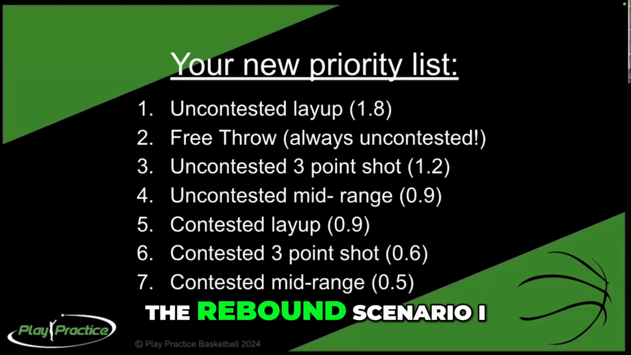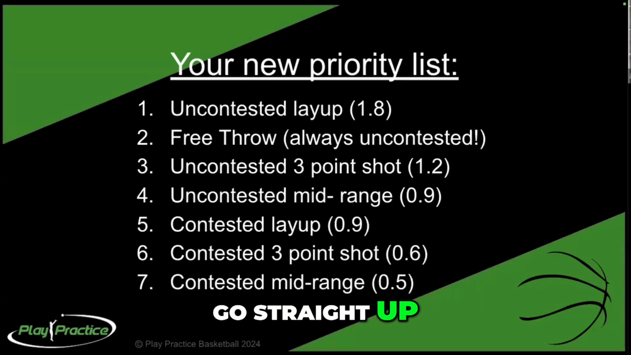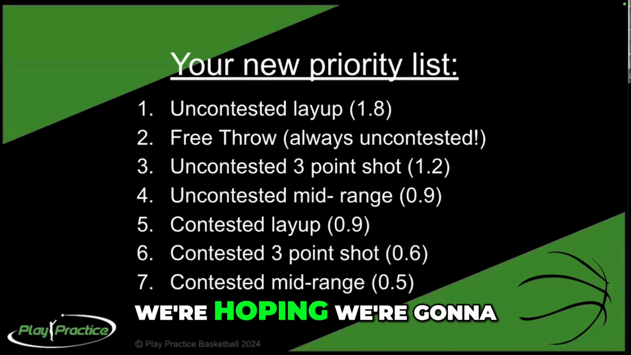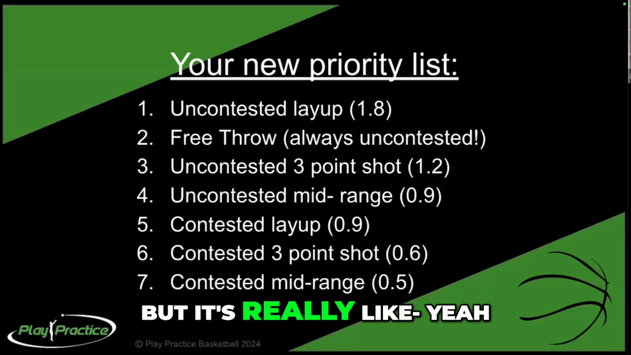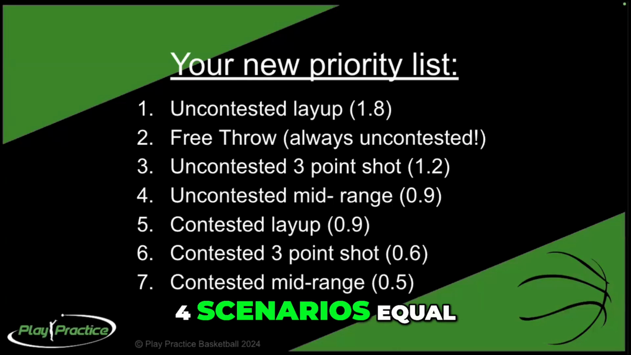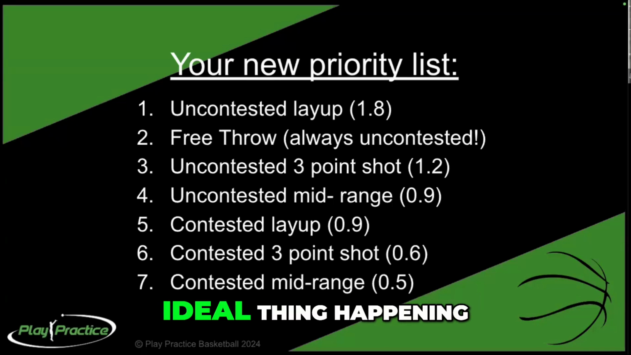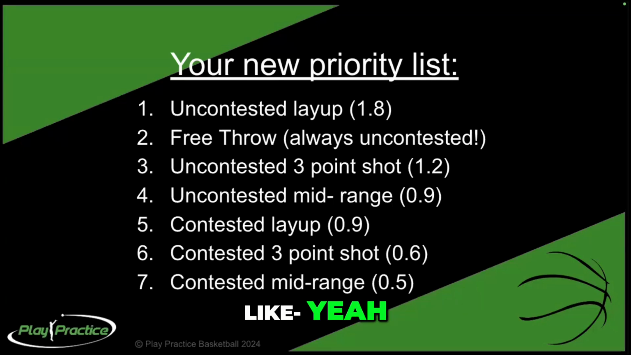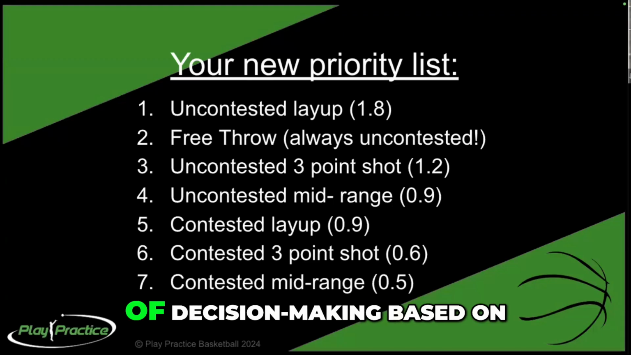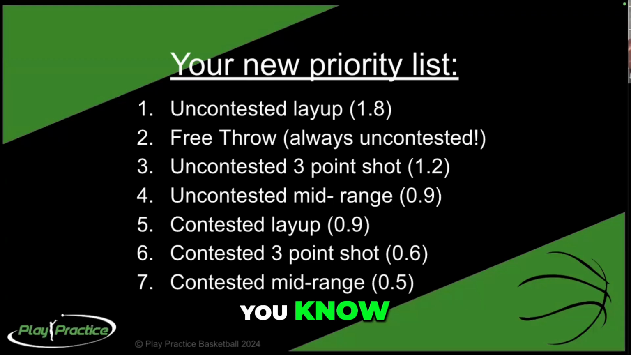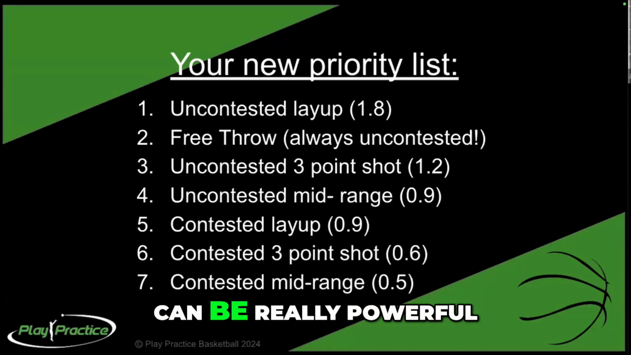The rebound scenario I talked through earlier is like, go straight up, go into contact. We're hoping we're going to draw a foul and make the shot. But if we make the four scenarios equal, like a four square grid, that's a 25% chance of our ideal thing happening. A lot of the time we're going to bowl into four guys and get called for a travel, or we're just going to lose the ball, or a lot of other outcomes. So trying to get them in the mode of decision making based on what that second level of defense is as they're driving can be really powerful.